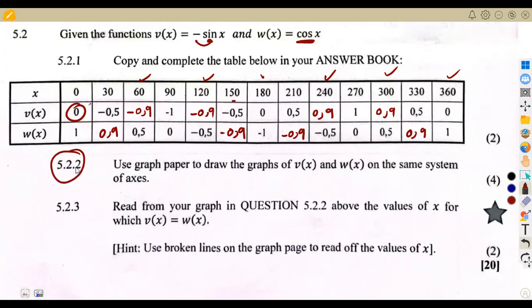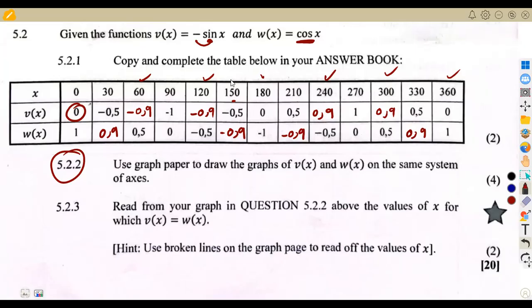All right, then on 5.2, use the graph paper to draw the graphs of Vx and Wx on the same system of axes. So you're supposed to plot this from 0 to 360. And if you check this time, we have a lot of values to consider, from 0 to 360 degrees on our angle, separated by 30. This time they want us to separate by 30.